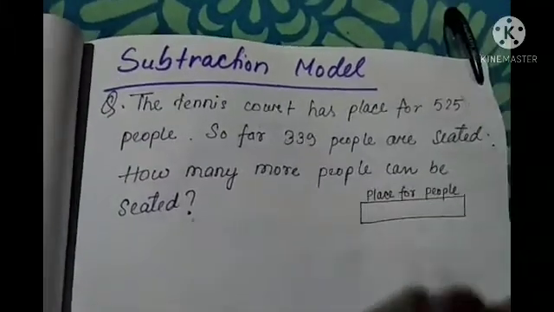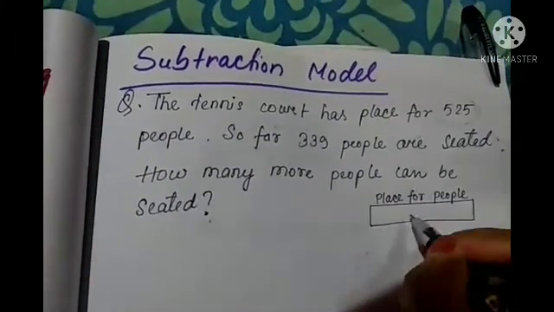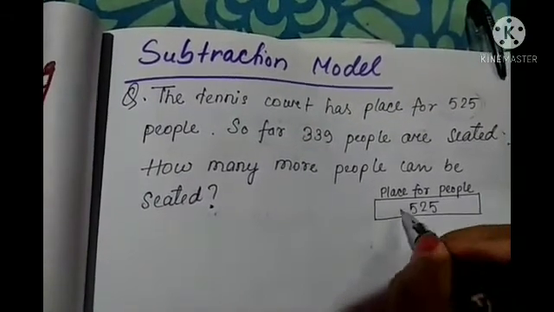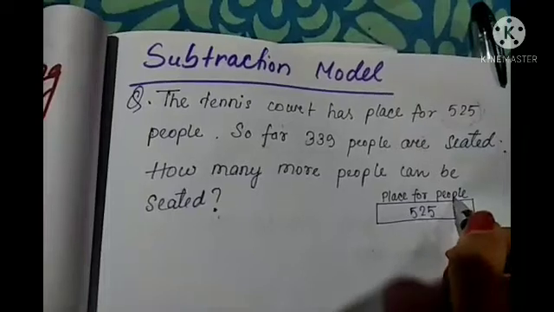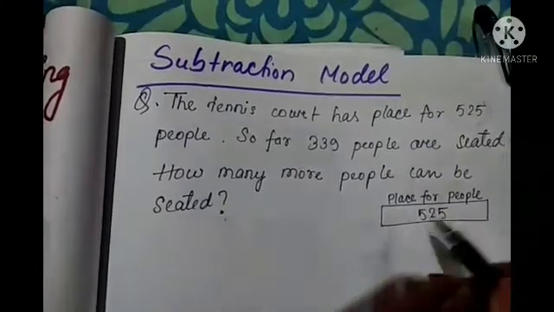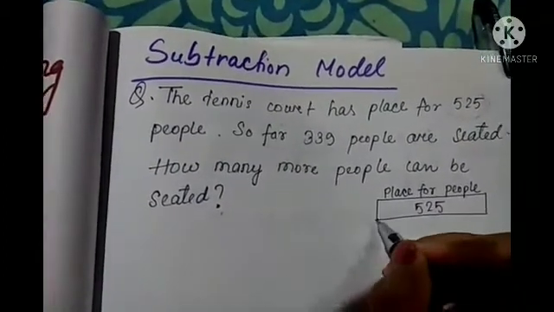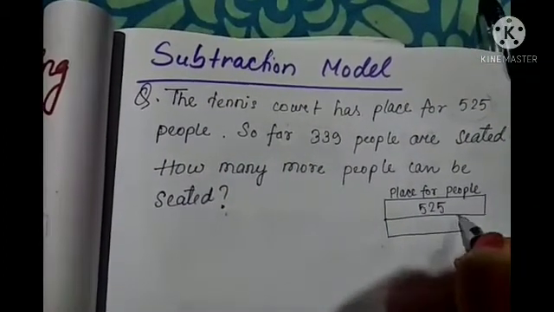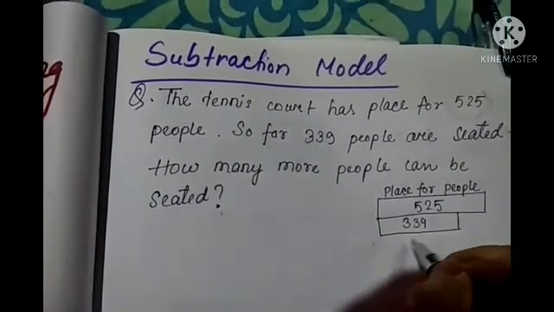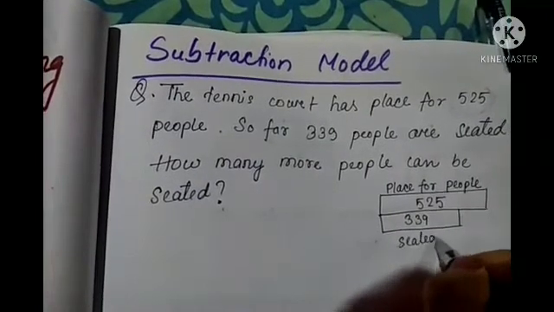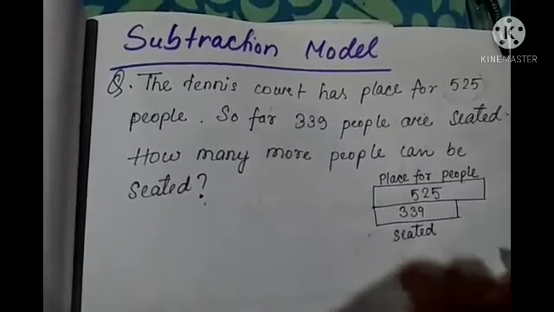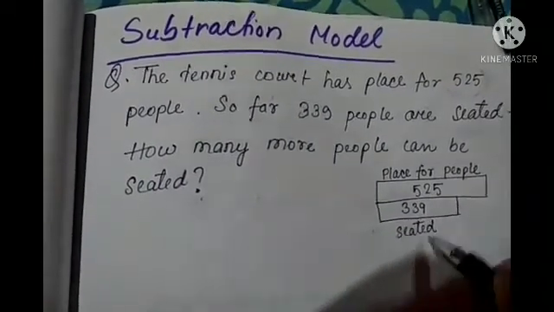Okay, and simply you can write place for people, that is given, what, 525, right? So this bar shows place for people. Now so far 339 people are seated already. So from here we have to draw one more bar, and there it is already seated, so you can write seated. That means this bar is for what, already filled. This much seat already filled.